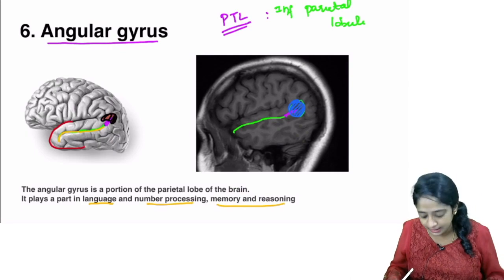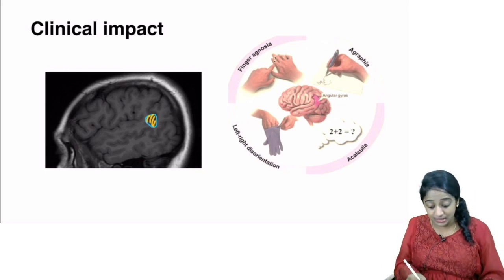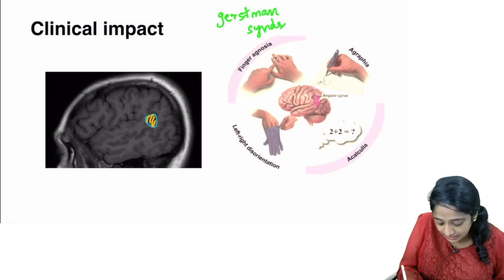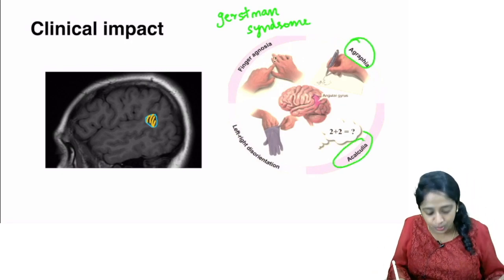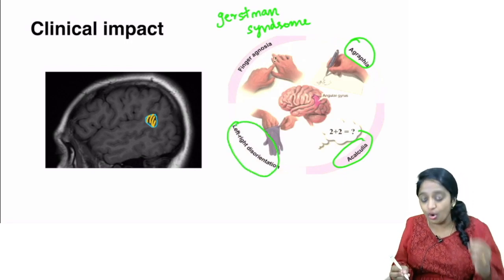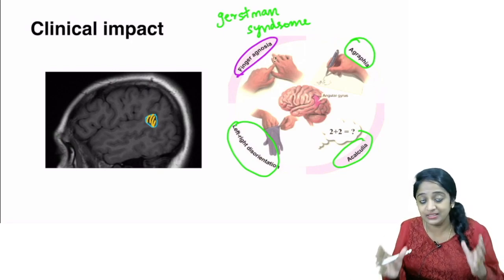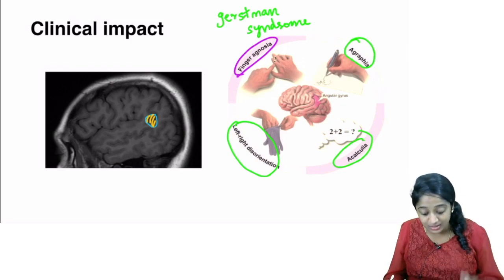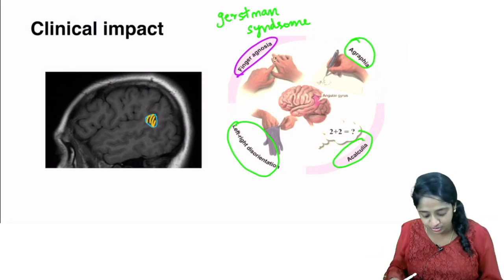So coming to clinical significance, if you've got a lesion affecting this area, how will the patient present? The patient will present with a syndrome called Gerstmann syndrome. We have studied it previously, Gerstmann syndrome, classically affecting the angular gyrus. So what are its components? You get agraphia, acalculia, right-left disorientation, and finger agnosia. These are the features when you get a lesion of the angular gyrus, known as Gerstmann syndrome, because it is involved in language, number processing, memory, reasoning, all these functions.